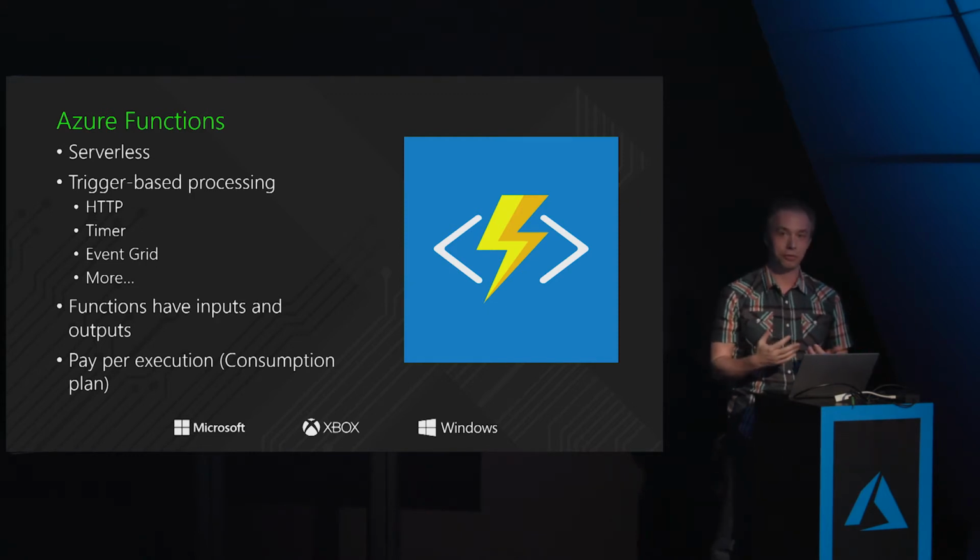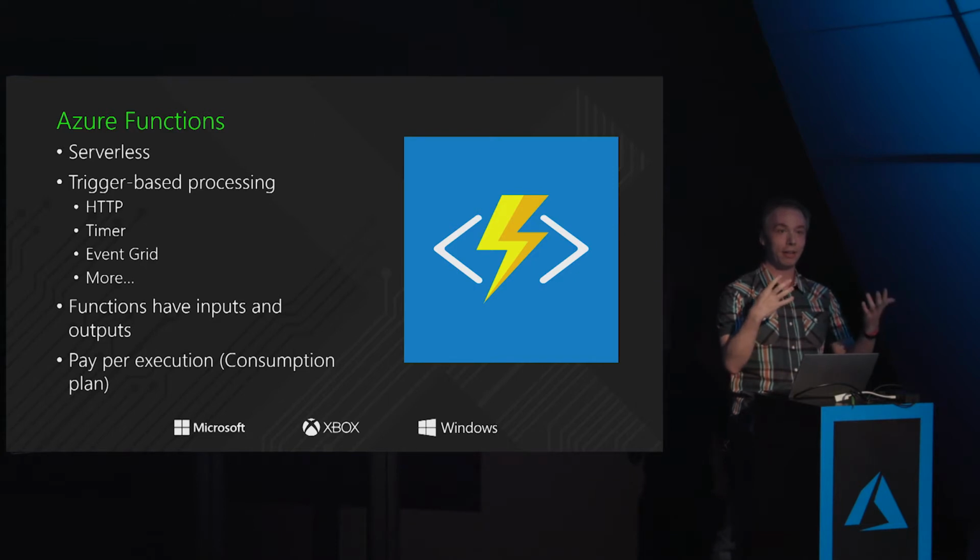A function is a listing of code that you want to execute. You can write them in Node. You can write them in C#. They can be triggered on various things like HTTP. So you just hit an endpoint and the trigger will run.